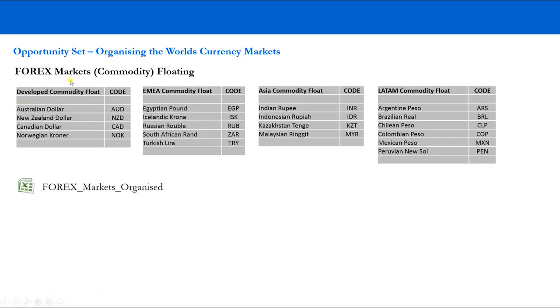In the Forex markets, we're talking about floating regimes that have commodity exposure. We have our four that we looked at earlier that are part of the G10, but we don't call them G10, we call them developed commodity float. We have our EMEA commodity float, our Asia commodity float, and Latin America commodity float. So all of these are floating regimes that have significant exposure in their exports to one or two commodities.